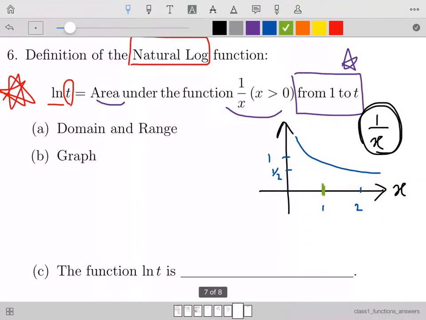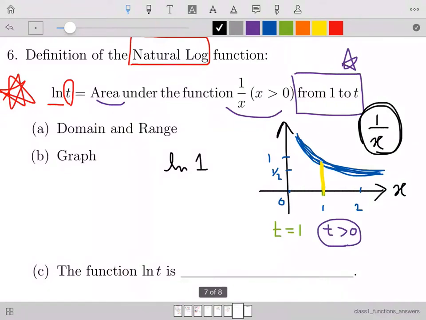And t can be any positive number, because I am looking at the area under this curve, and that curve has a meaning from x bigger than 0. So for example, if t is 1, then I am looking at the area from 1 to 1. Well, there is no area because there is no width. So ln 1 is 0 because there is no area.